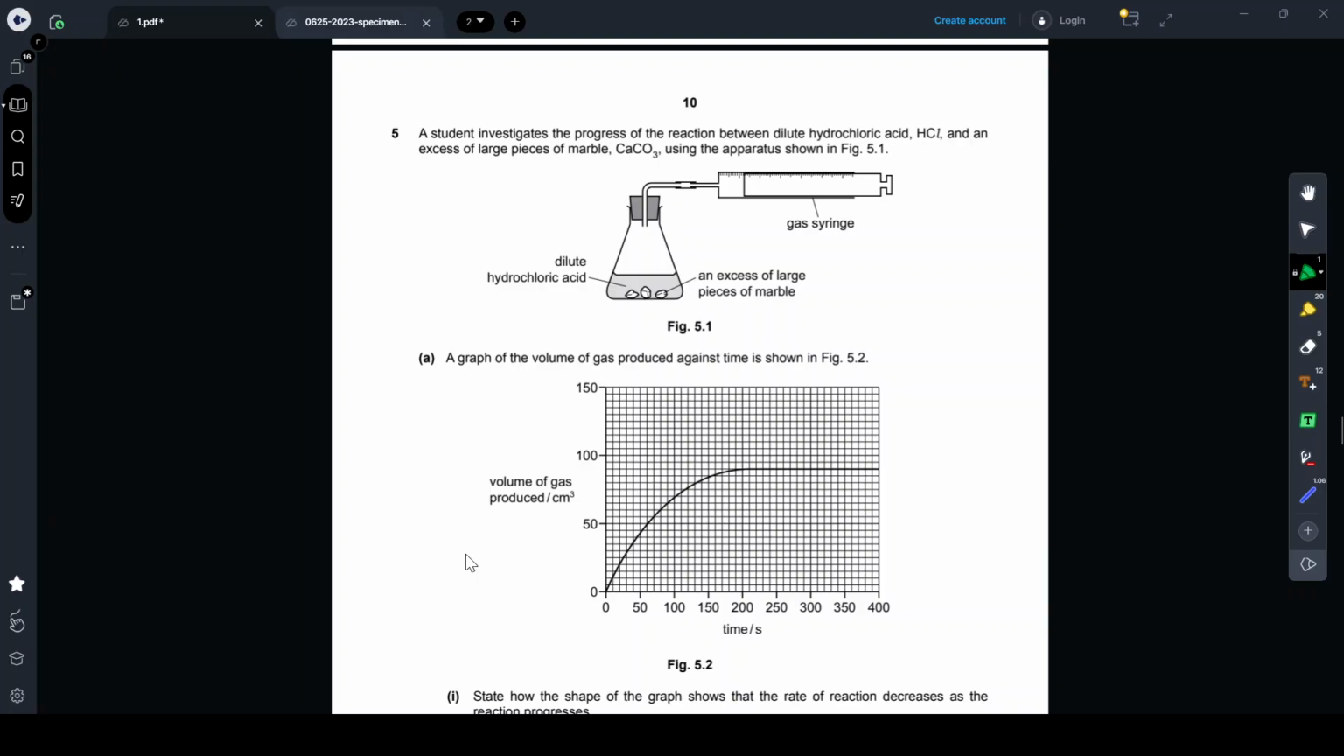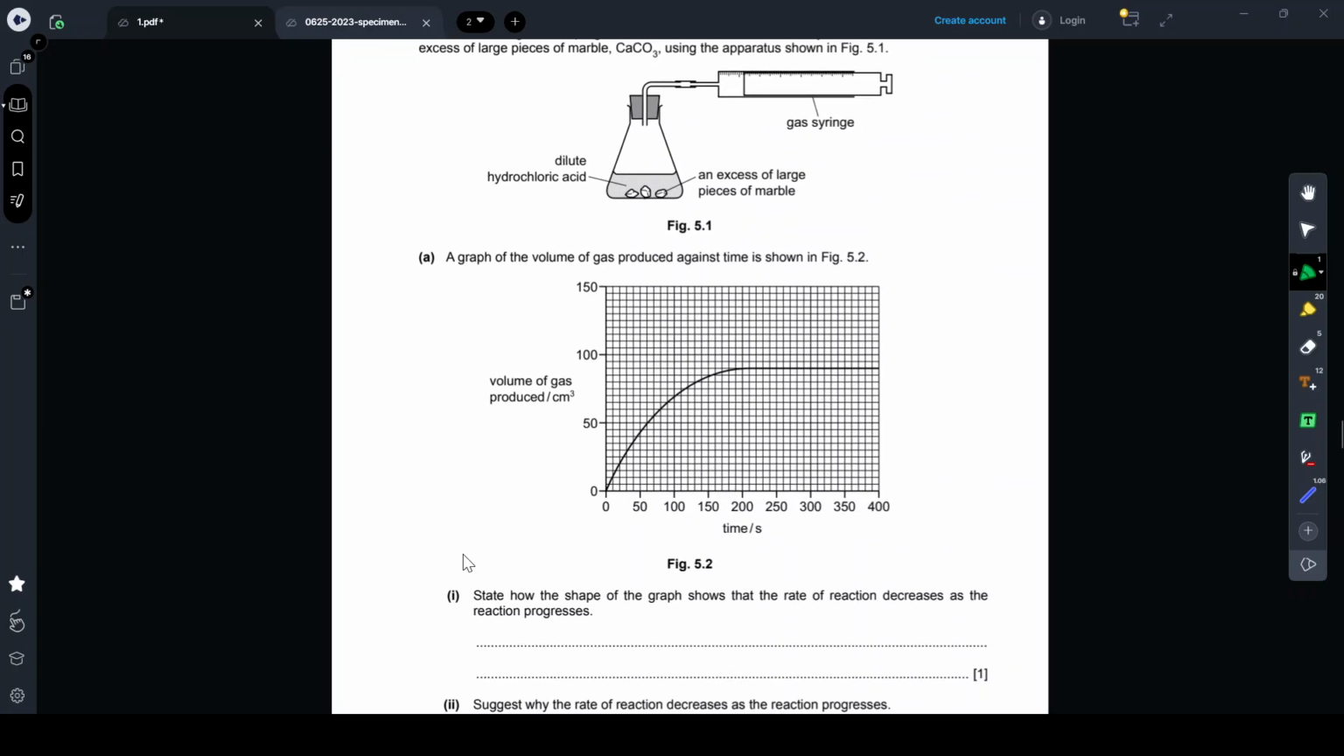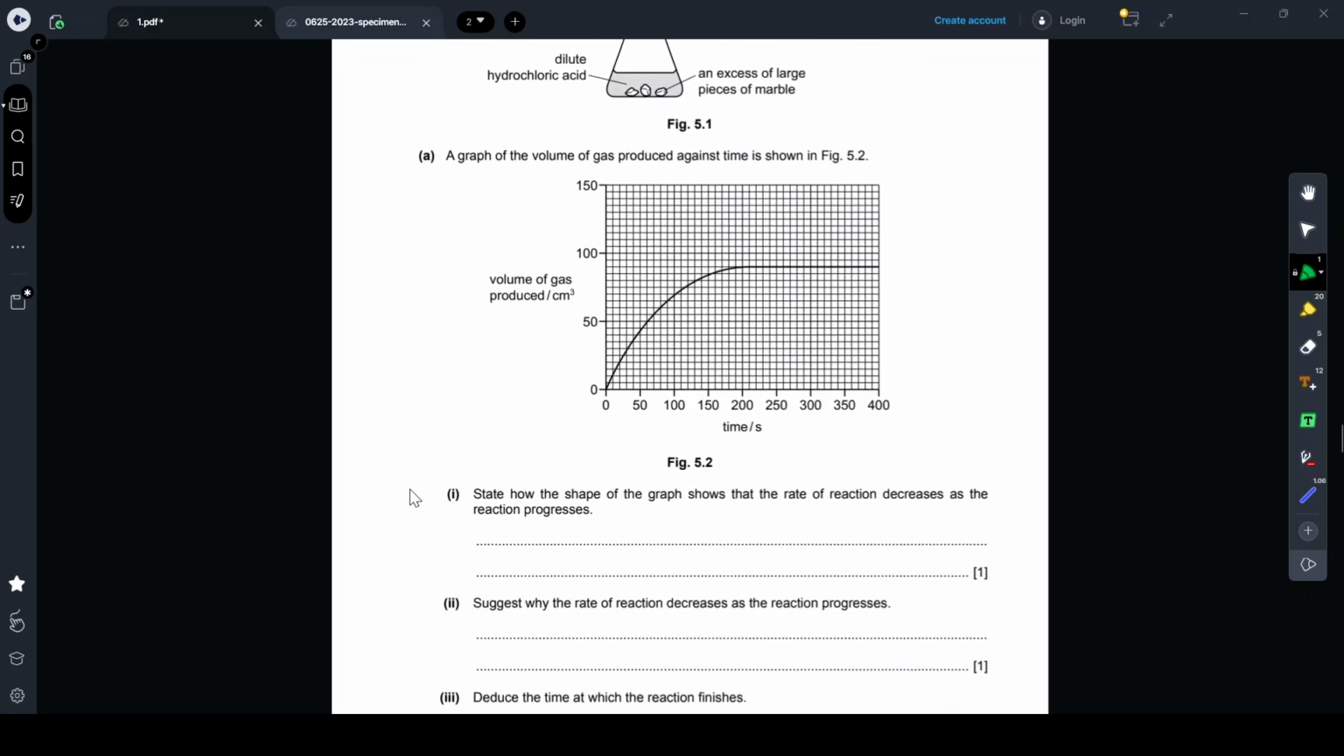A student investigates the progress of the reaction between dilute hydrochloric acid and an excess of large pieces of marble, calcium carbonate, using the apparatus shown. A graph of the volume of gas produced against time is shown. State how the shape of the graph shows that the rate of reaction decreases as the reaction progresses.